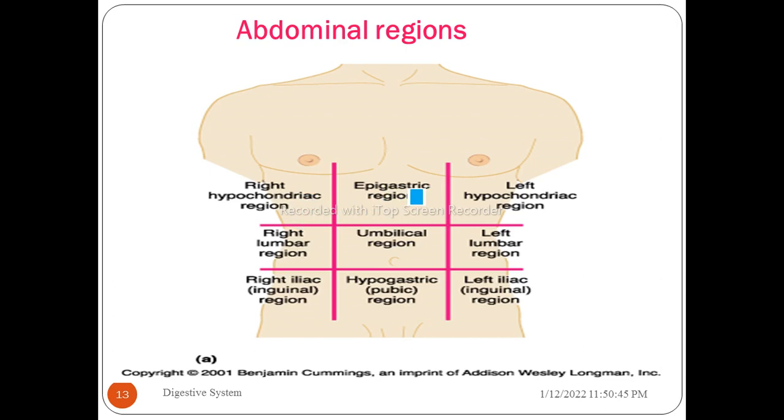This is the epigastric region. This one is the left hypochondriac region. This one is the right lumbar region, this one is the umbilical region, and this one is the left lumbar region, and the right iliac or inguinal region, the left iliac or inguinal region, and this is the pubic or hypogastric region. So this is 3, this is 3, and this is 3. There are 9 regions. These 9 regions are important to easily locate where each organ is found in the abdomen.